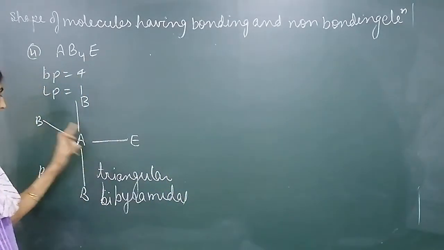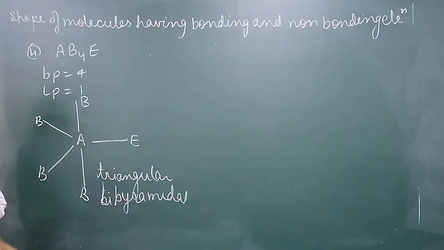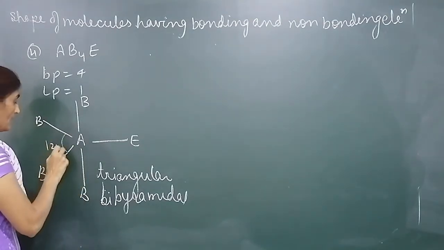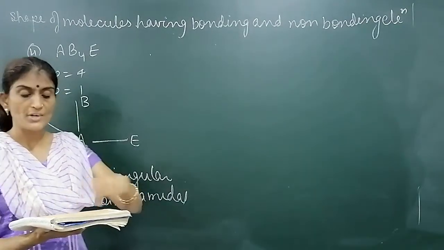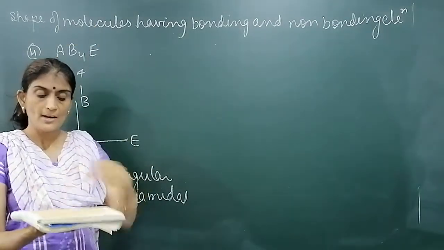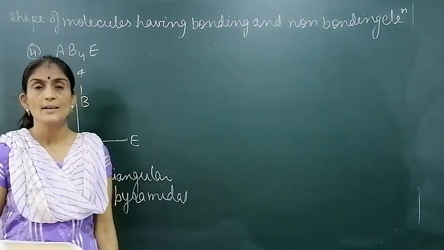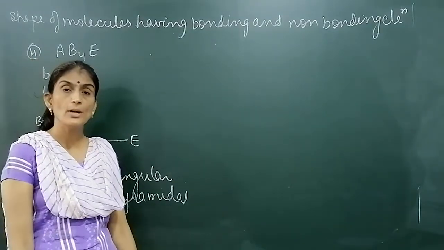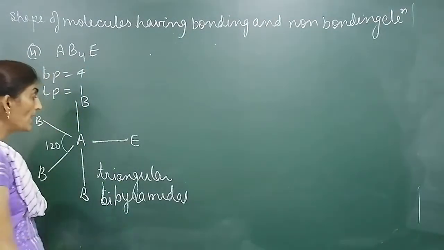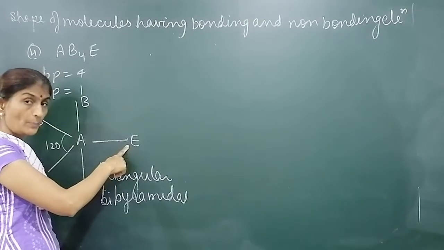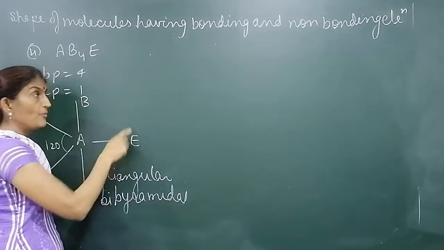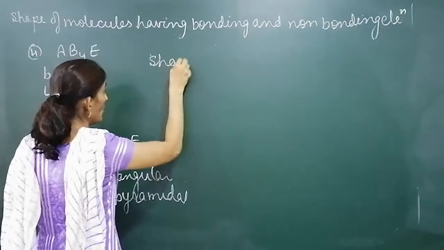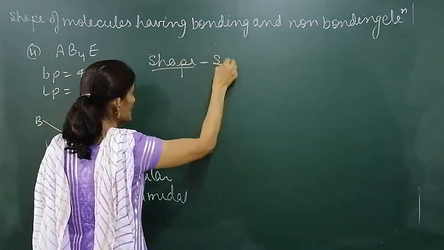These 3 are in same plane. Angle between them is 120 degree. And these 2 are lying above and below the plane, like this. In base, it is triangle with 3 bonds, one above the plane and one below the plane. So geometry must be trigonal bipyramidal. But due to presence of this lone pair of electron and its repulsive effect, the shape will become seesaw. What shape will it become? Seesaw.